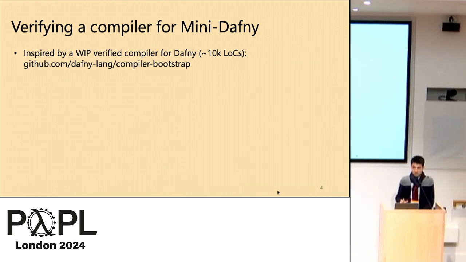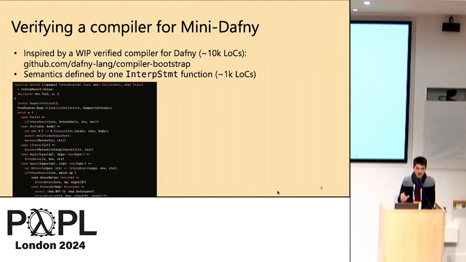Now, this works on a very trivial example, which is this list example, but it actually works on more interesting examples. For example, this was inspired by a work-in-progress verified compiler for Dafny, which is around 10,000 lines of code and proofs, and is publicly available. The issue we had when working on this compiler is that the semantics in Dafny are defined using an interpreter function, this interp statement function, which is around 1,000 lines of code.